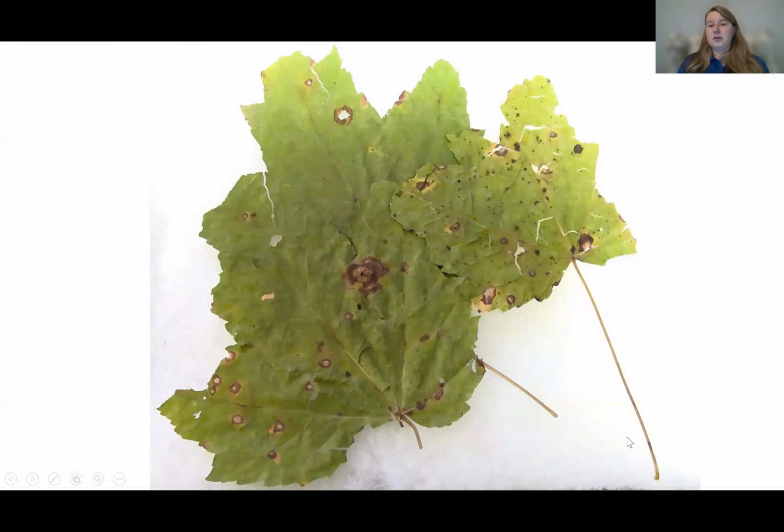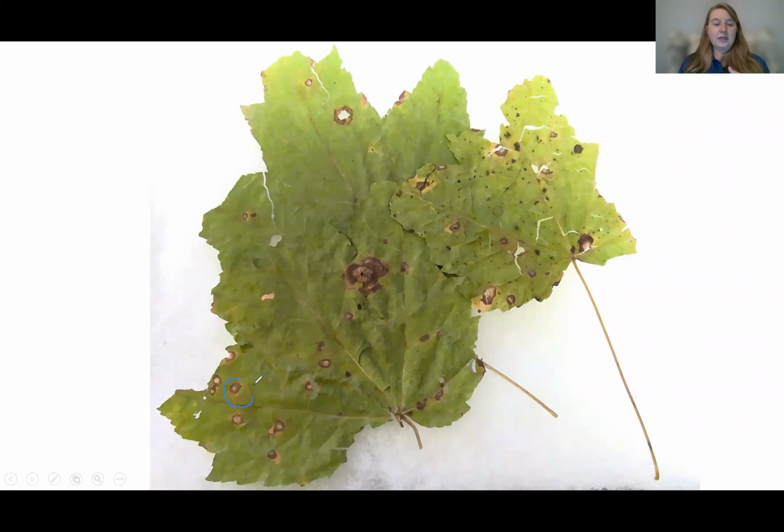Next, we're going to switch gears a little bit and talk about a leaf spot, which tends to be a really common question that we get, that there are spots on some sort of leaf material. In this particular case, we're going to look at maple, and this is a disease called phyllosticta leaf spot. This is sample number 3 in your kit.